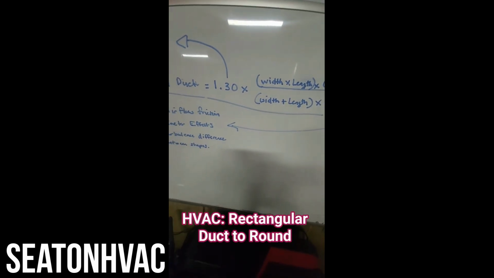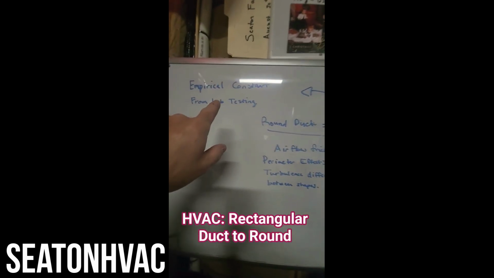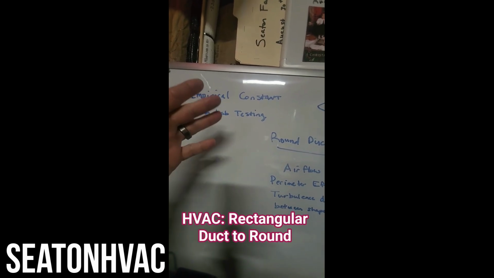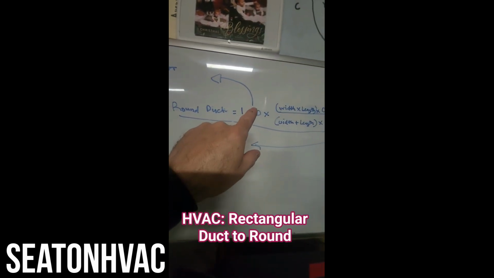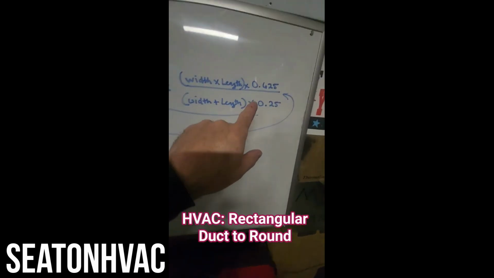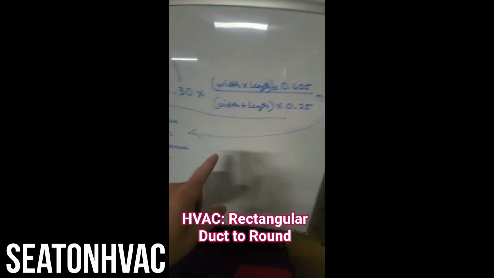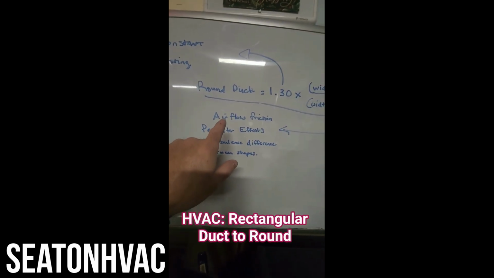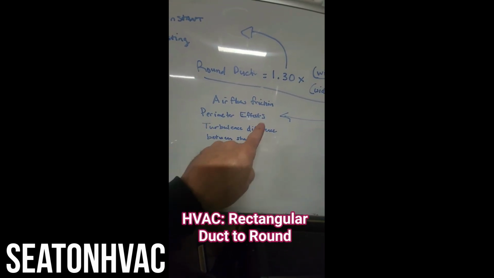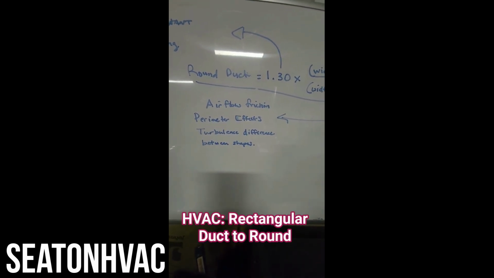Why do they have those? All I could find with some research is this 1.30 was an empirical constant from lab testing. Some lab testing showed them that you needed this factor to convert rectangular to round. So what is this 0.625 and this 0.25? These numbers are due to airflow friction differences between rectangular and round duct, perimeter effects, and turbulence differences between shapes.